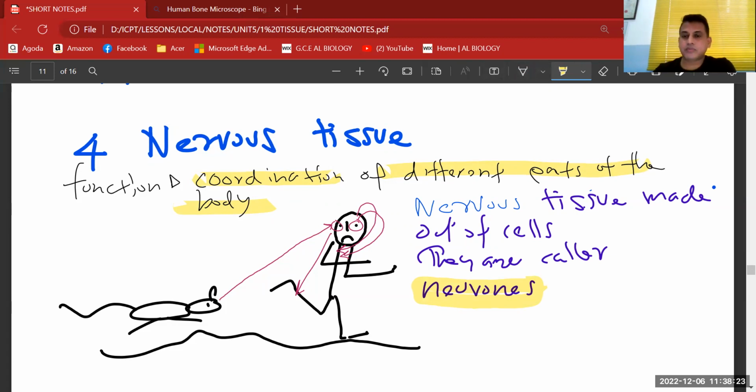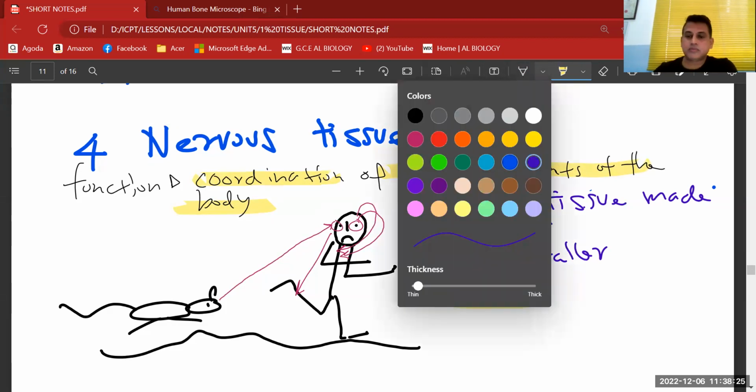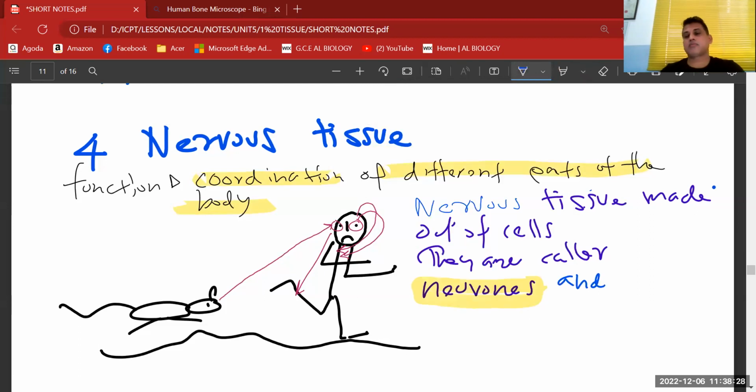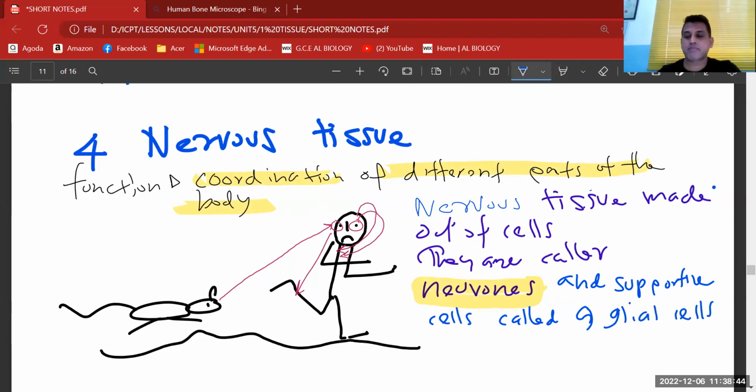And supportive cells called glial cells. Mainly neurons, and the other one is glial cells.